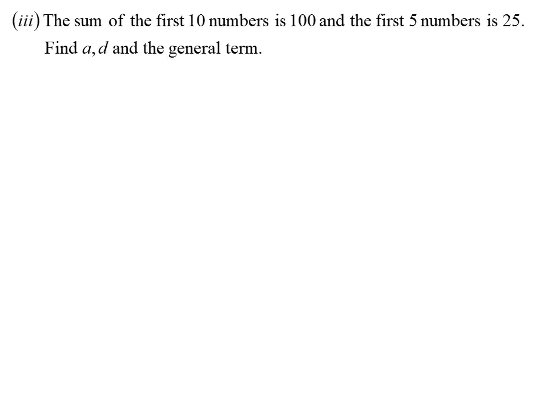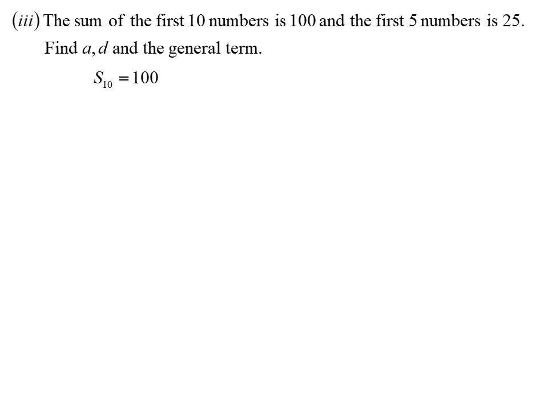The sum of the first 10 numbers is 100, and the sum of the first 5 numbers is 25. So what's the first term, the common difference, and the general term as well? So what do we know? Sum to 10 was 100.